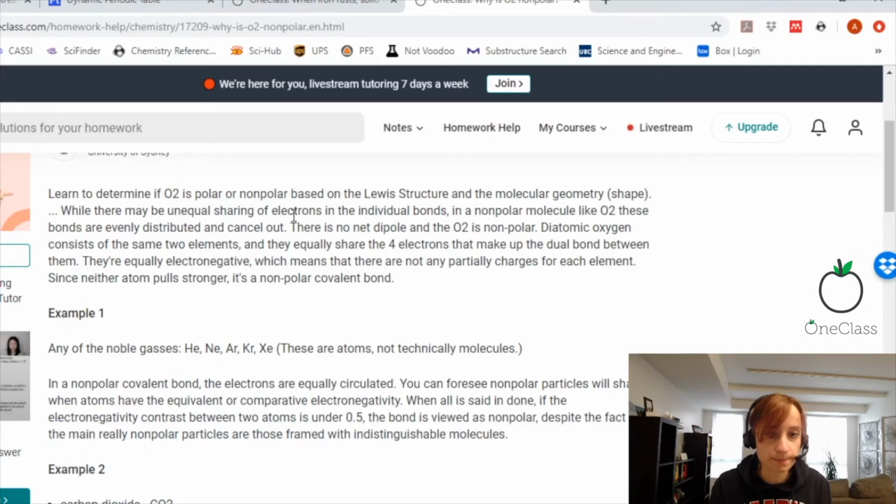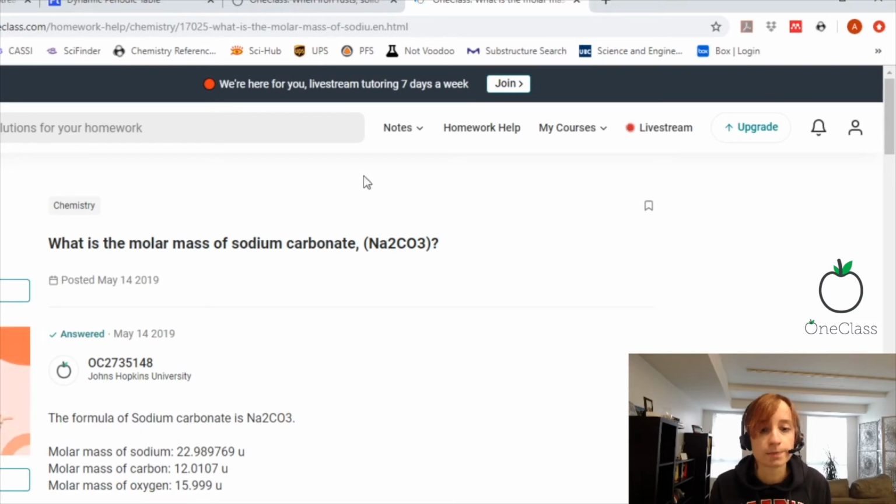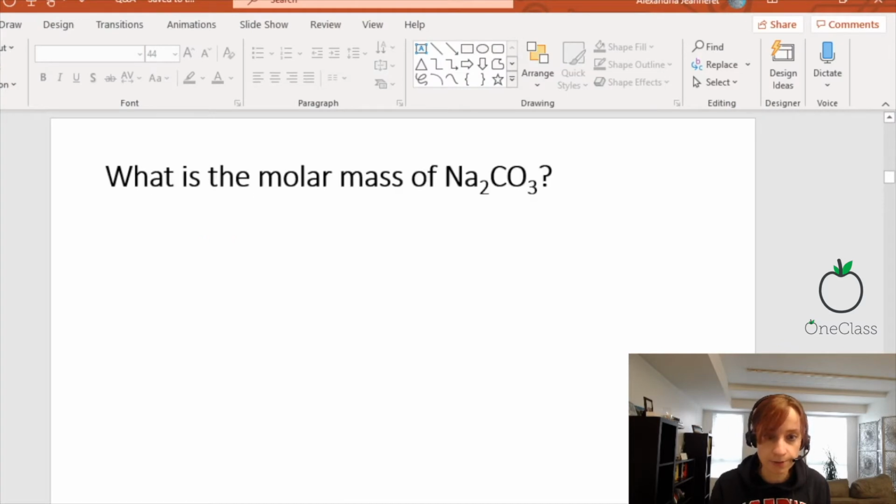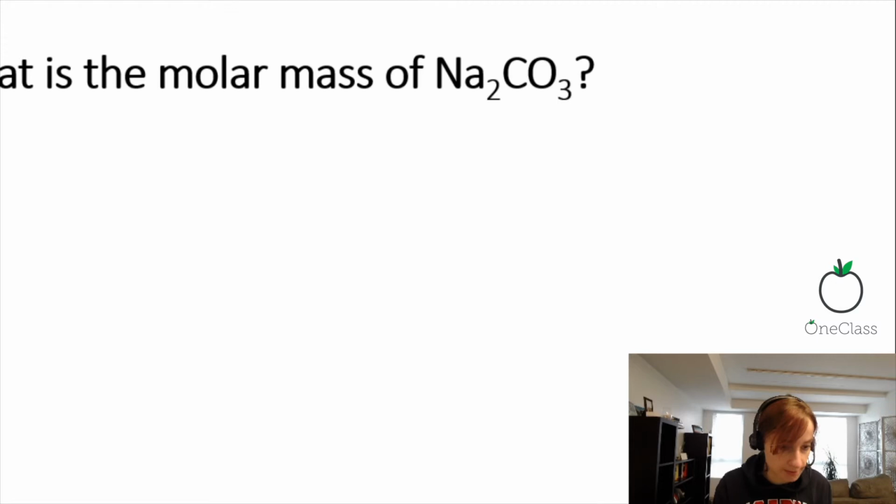What is the molar mass of sodium carbonate? So luckily in the question, they gave you the molecular formula, so you don't have to remember what it is. So sodium carbonate is Na2CO3. So I'm going to flip to the PowerPoint so we can draw out the calculations and go through it step by step.